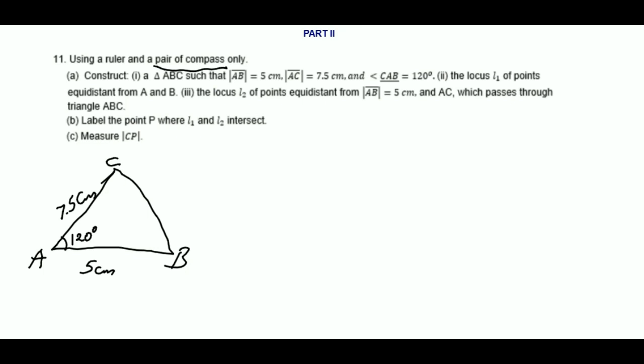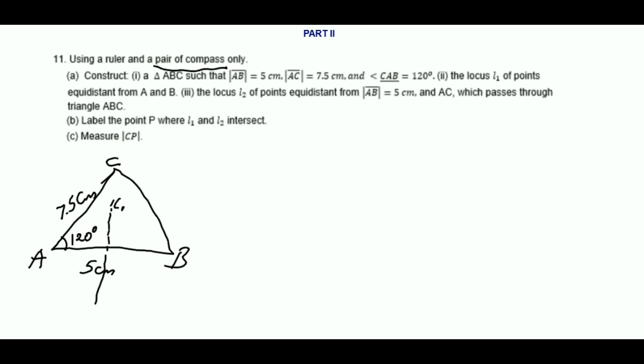Now the locus L1 of points equidistant from A and B. Whenever you're told to get the locus of points equidistant from two points, the rule is, when you have two fixed points and you want the locus of points equidistant from those two fixed points, that is going to be the perpendicular bisector of the line joining the two points. So there will be a straight line which is the perpendicular bisector of this line. This is going to be the locus L sub 1.